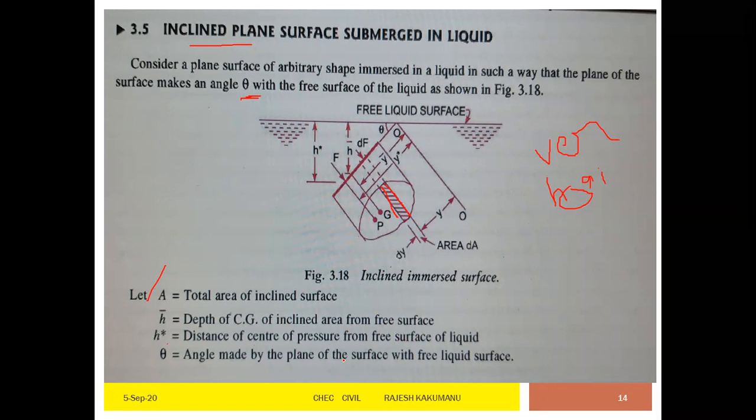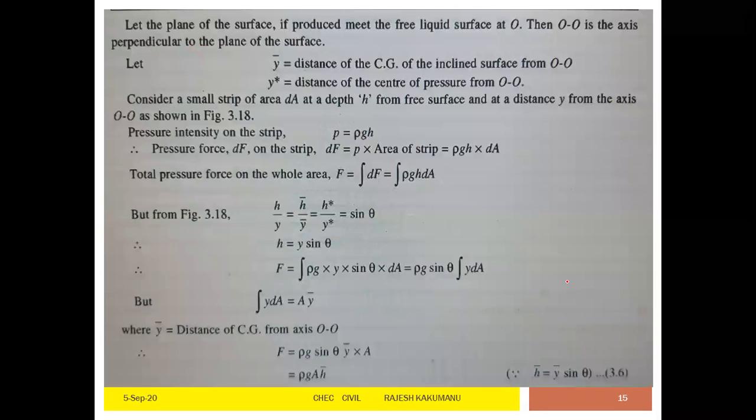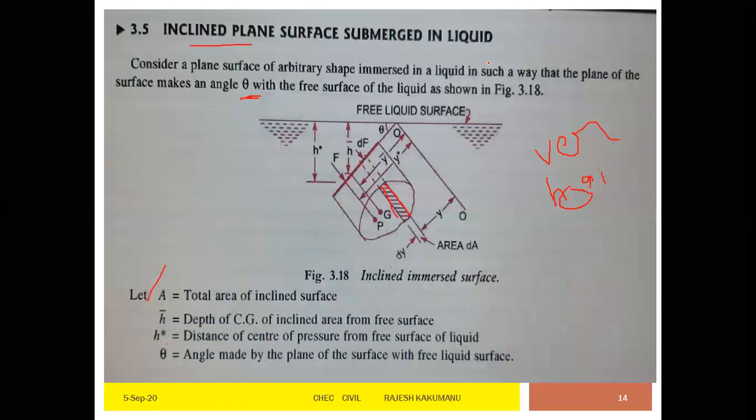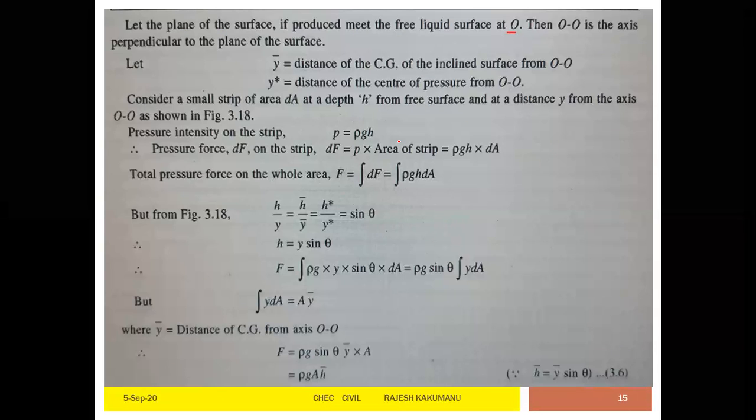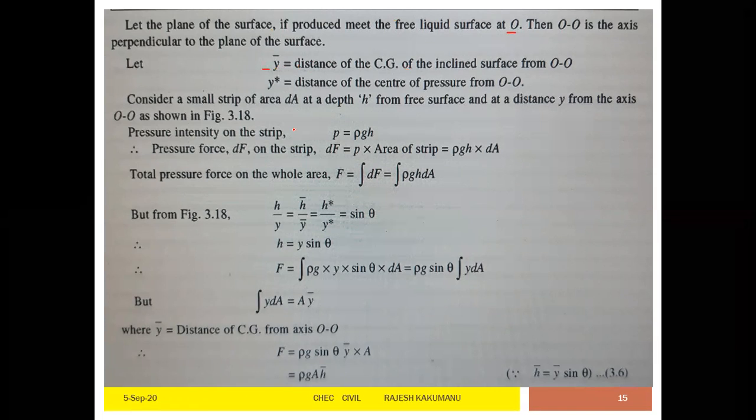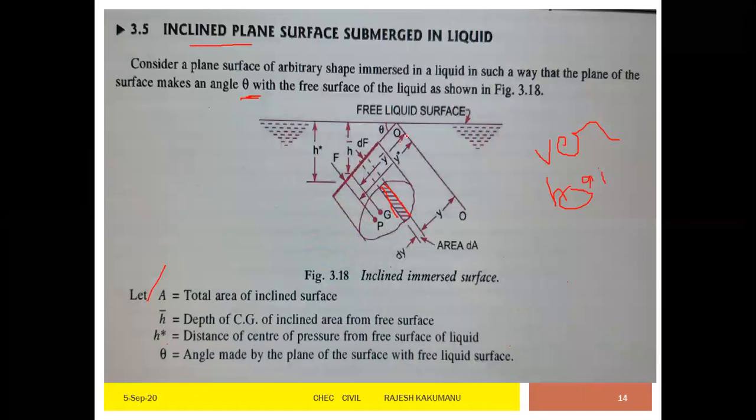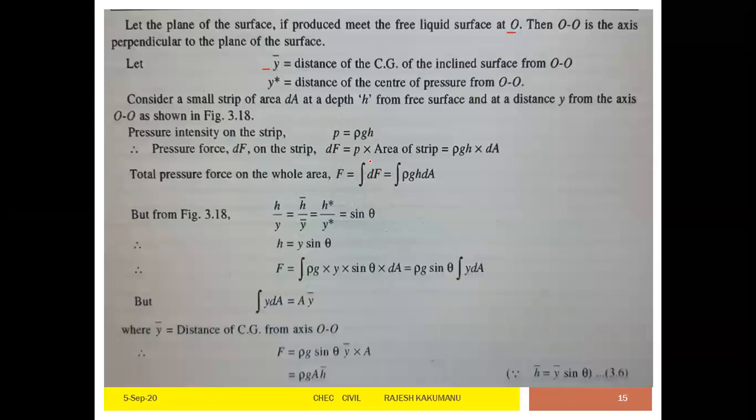Theta equals the angle made by the plane of the surface. So you can write theta equals the angle made by the object. The plane of the surface is produced, meeting the free liquid surface at a point O. Then OO is the axis perpendicular to the plane surface. Thereby, y dash equals the distance of the CG with respect to OO, and y star equals the distance of the center of pressure from OO. So here we are taking two cases: one case is with respect to O, the other case is normal to the water surface.